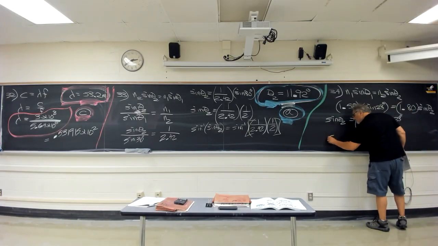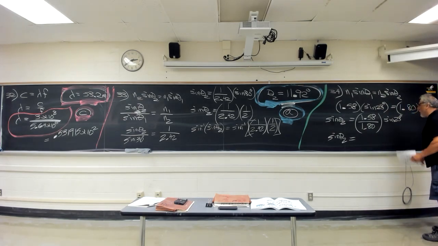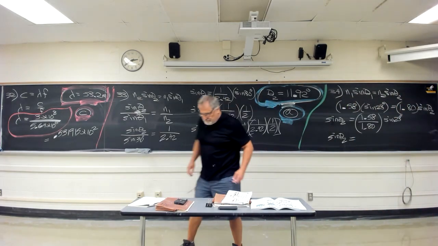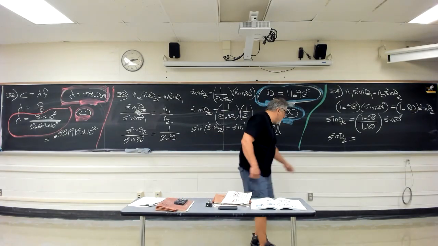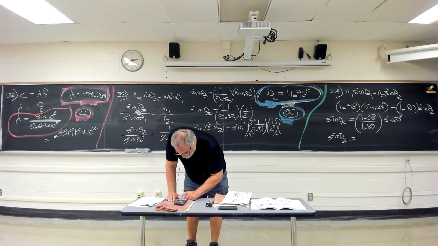Sounds good to me. Similar to what we did last time, guys. Just grind this out. Take 1.58 divided by 1.80, times the sine of 23 degrees. I think they said 20. Did they say 23? Yeah, it was 23. That gives 0.342975.